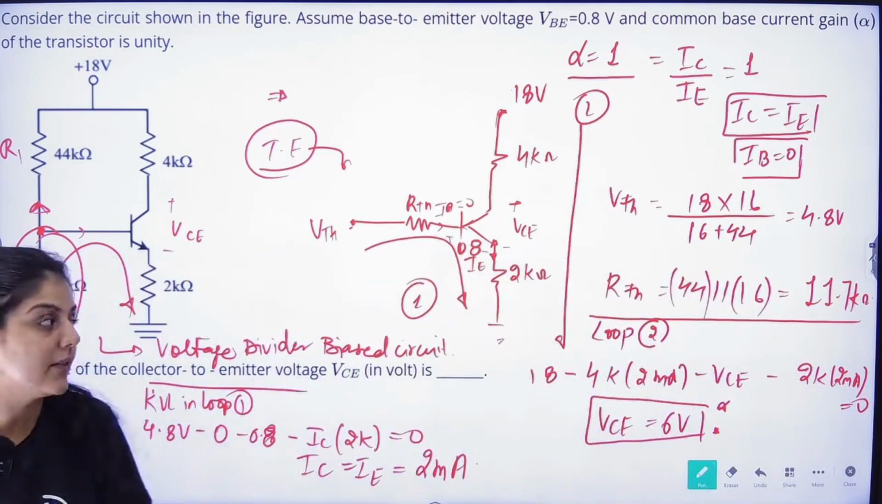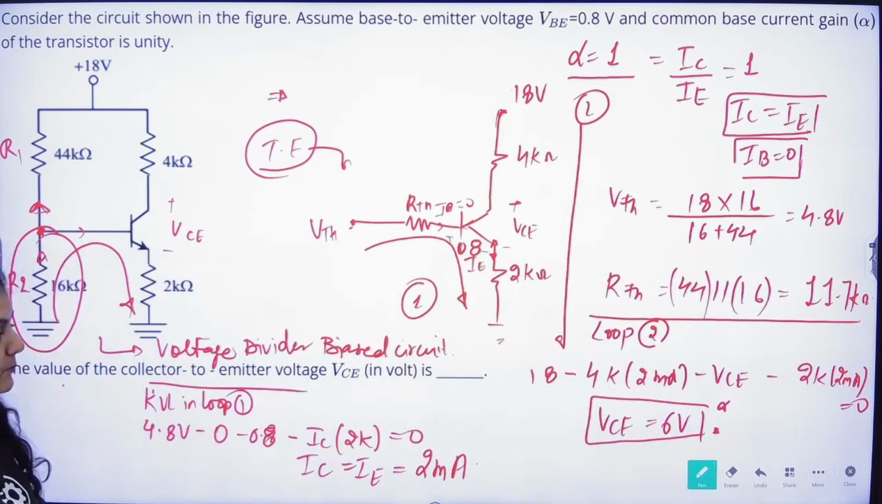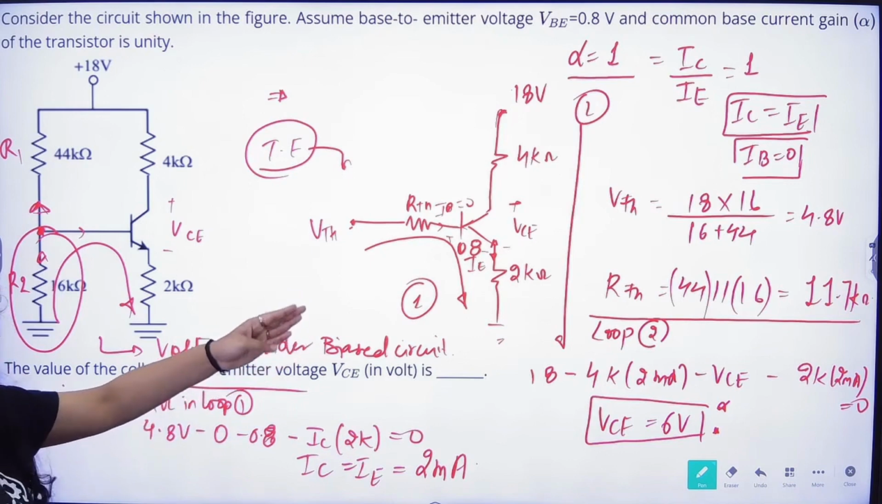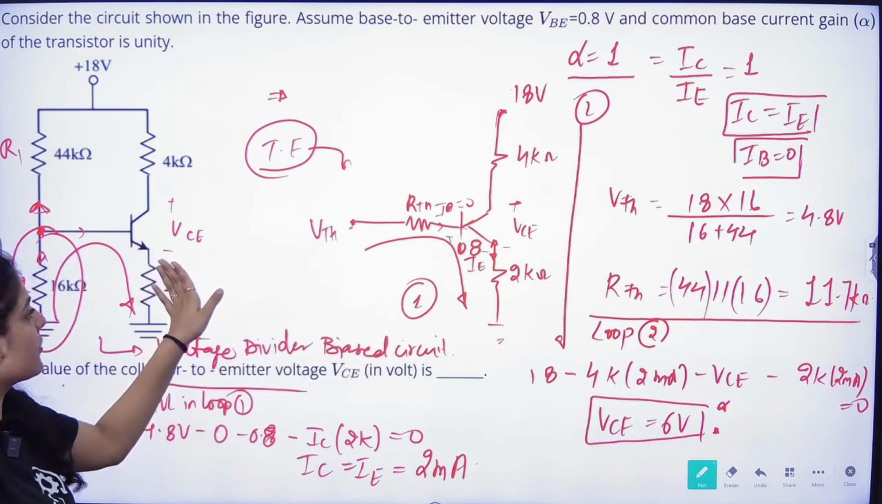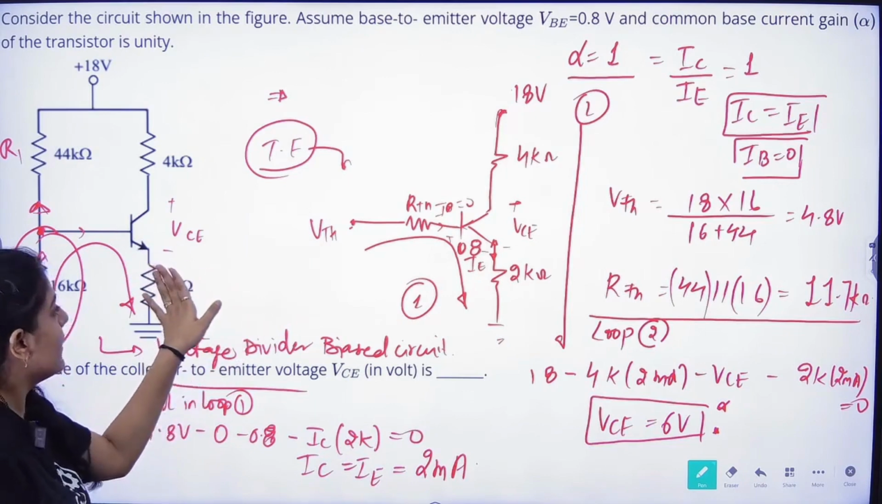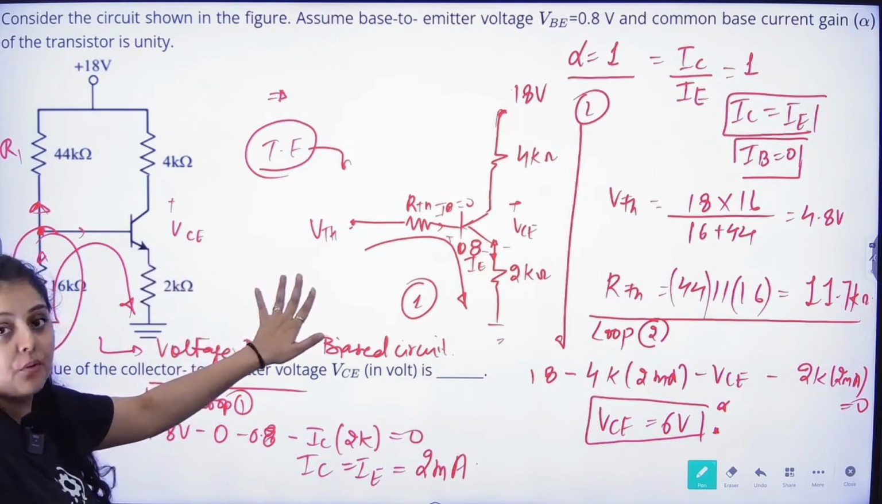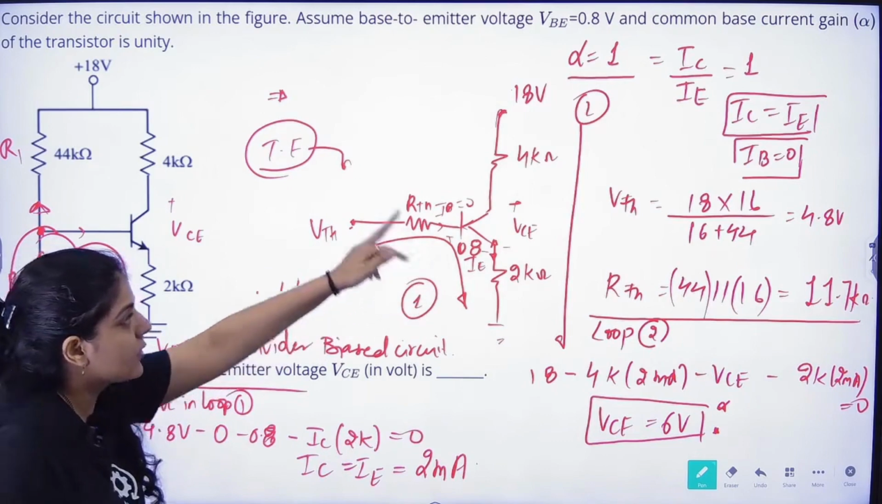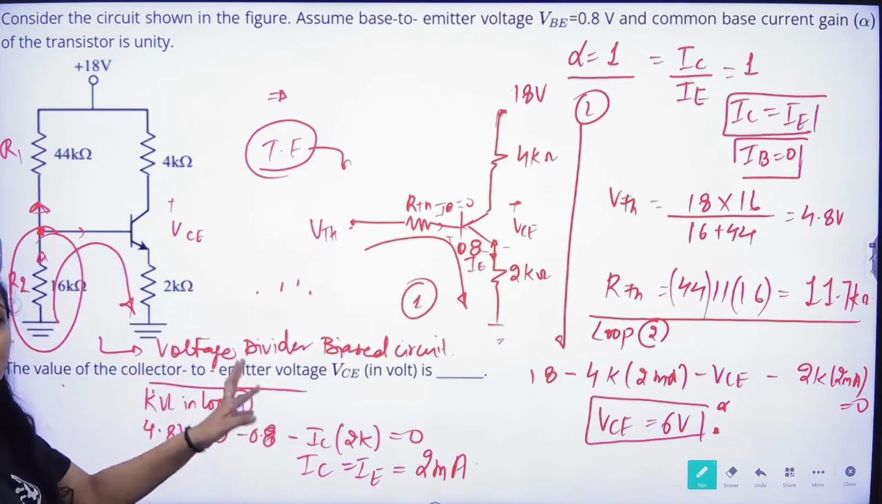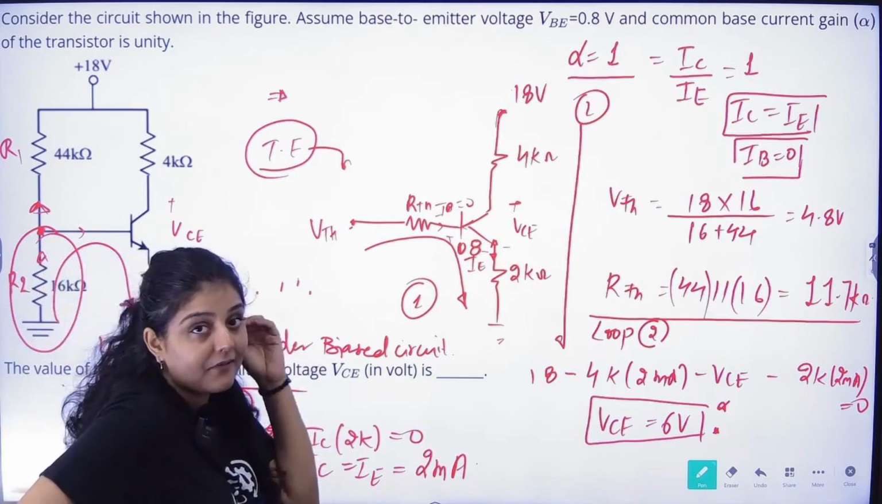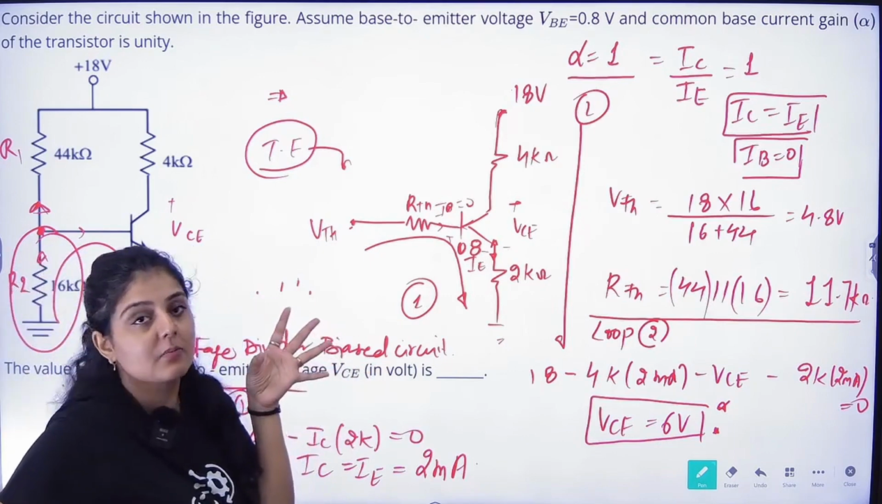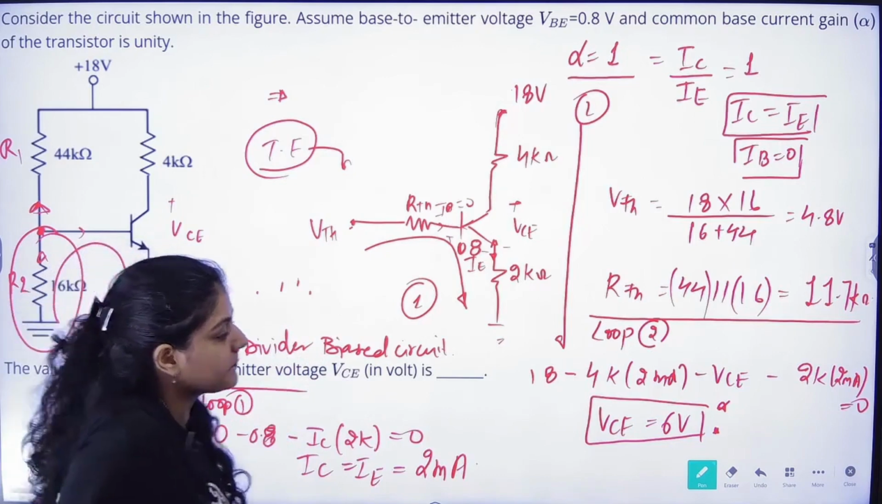We can easily apply KVL in these two loops in order to find out the value of VC. That is a very easy question, right? So we can find out the value of VC like this. Right, two loops. I have told you in the previous question as well. In order to solve the DC analysis of BJT circuits, we have to go through two loops. Right, this is the first loop and this is the second loop. By using these two loops, we can find every voltage and every current in this BJT circuit. Right.